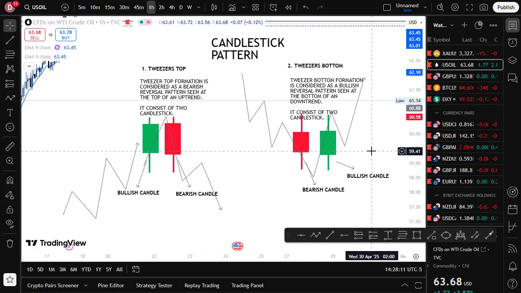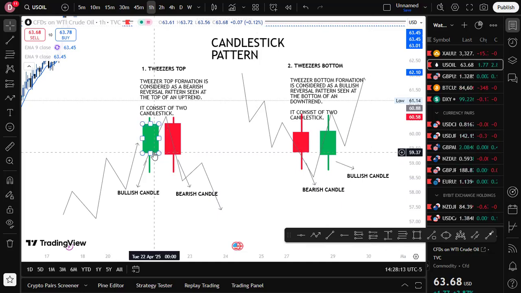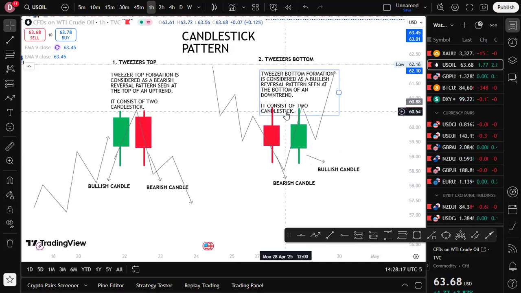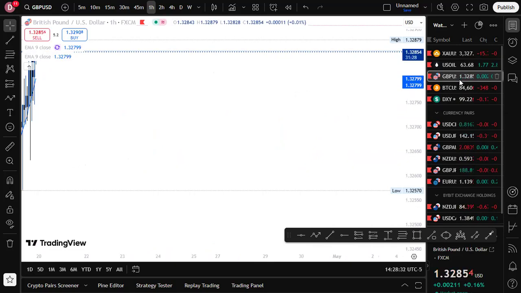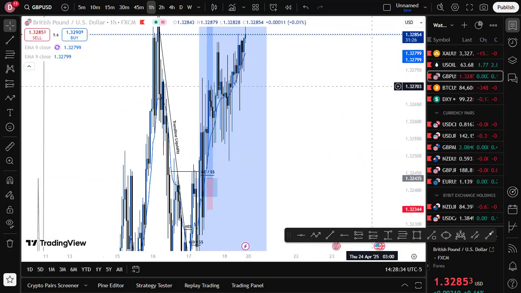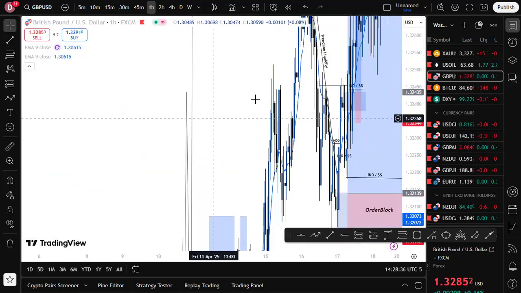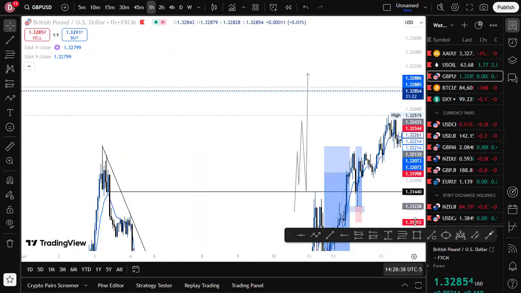It consists of two candlesticks, the first candle being the bullish candle, while the second candle being the bearish candle. So the tweezer bottom is considered a bullish reversal pattern seen at the bottom of a downtrend. It consists of two candlesticks, the first candle being the bearish candle, while the second candle being the bullish candle. And we give an example of how this candlestick plays out in the market.